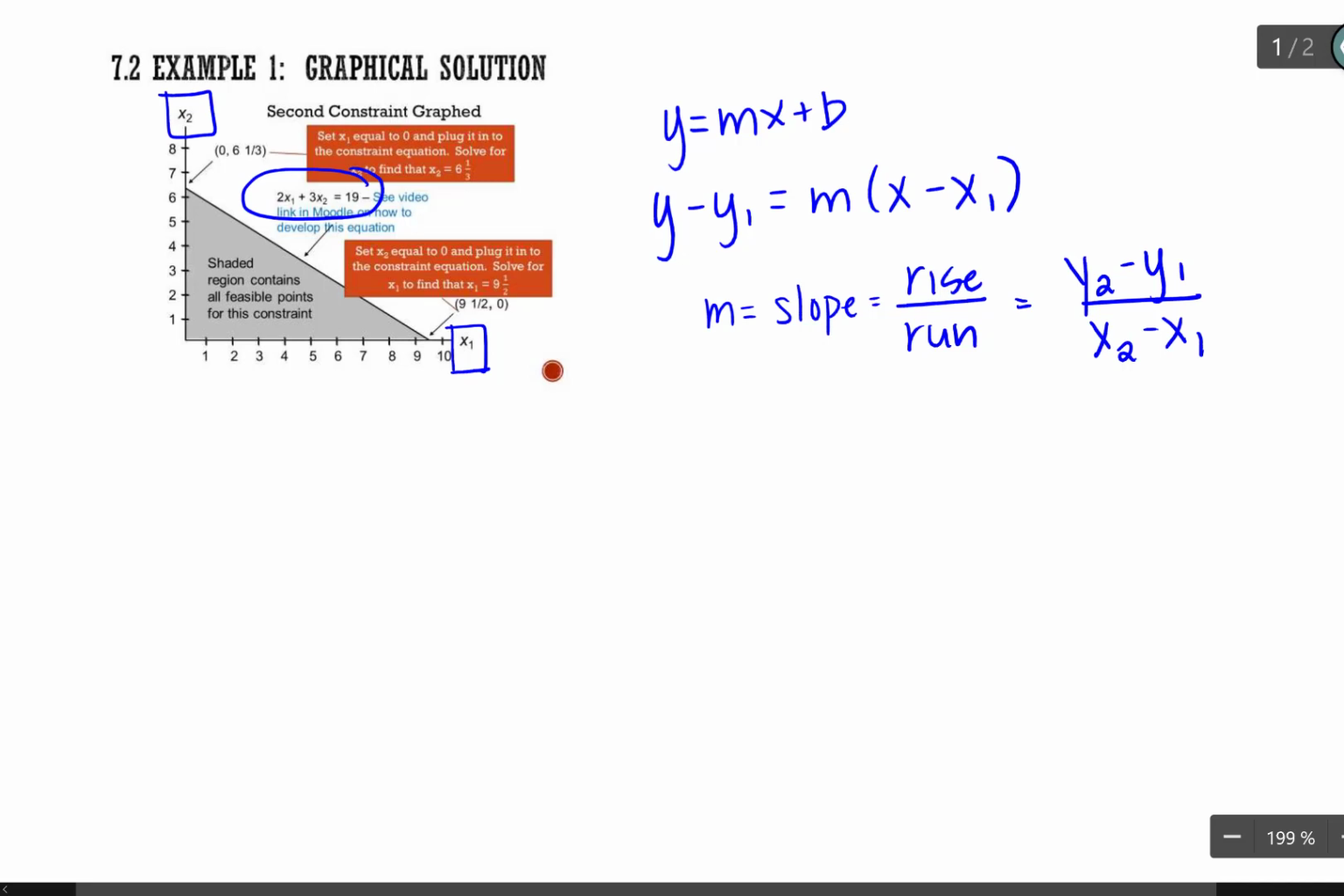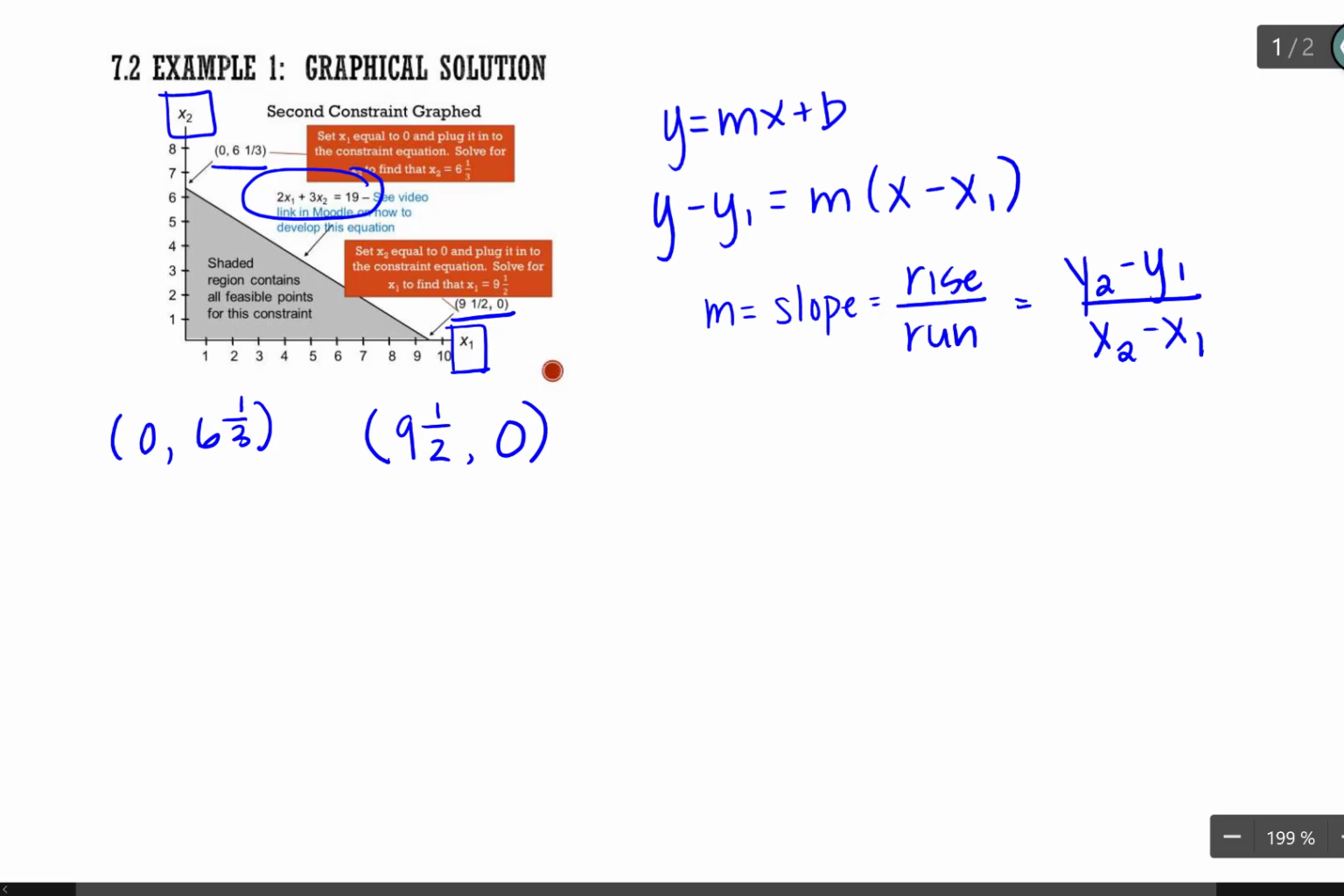So we have 2 points here. We have (0, 6 1/3), and (9 1/2, 0). That's our second point. These points are a little bit more confusing because they aren't whole numbers, so we're going to be dealing with fractions as well.